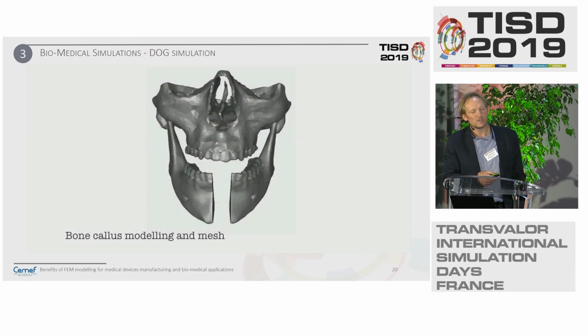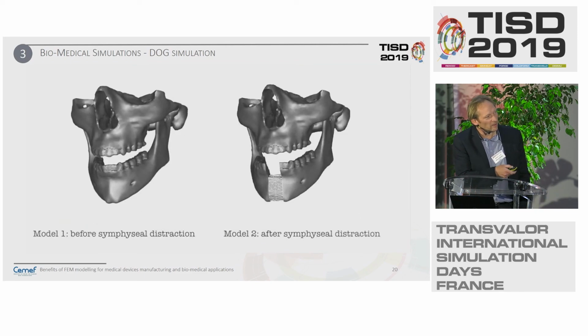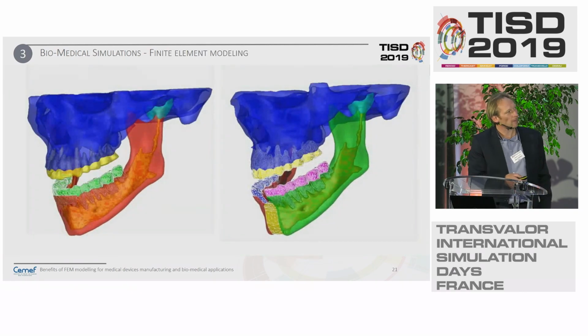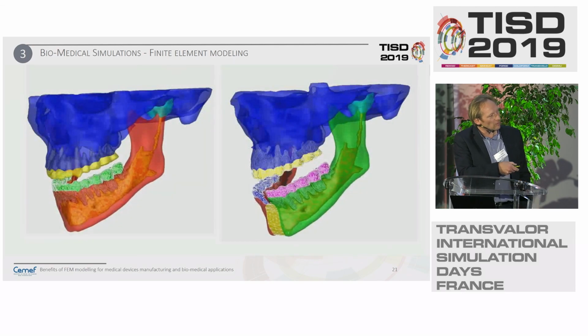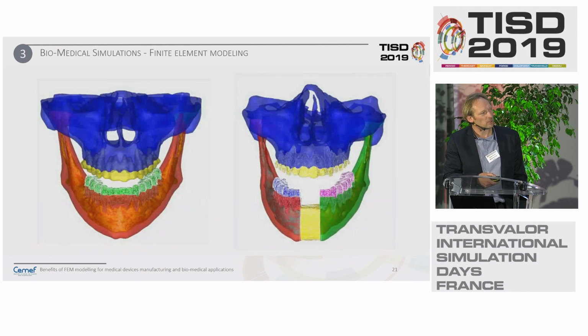There is no bone remodeling model inside Forge, so we just had to add at the end what we call a bone callus between the two different segments. And then we added the screw to our model. So this is the jaw closed. You have before the operation and after the operation.